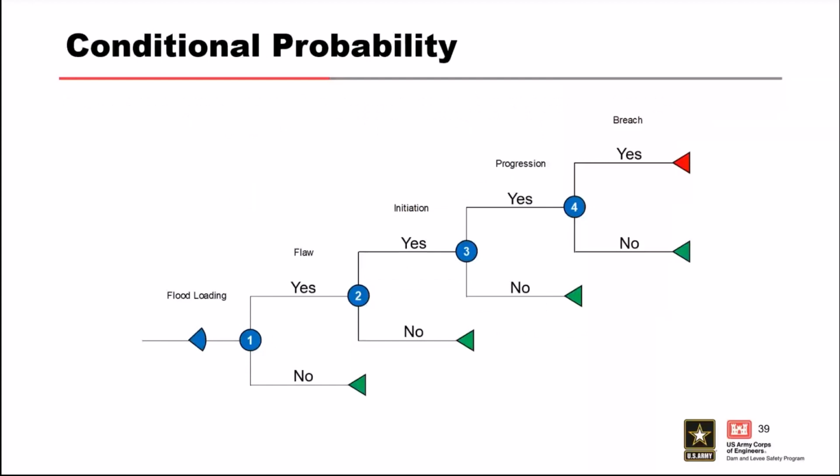For this simple event tree, the probability of initiation, or node 2, must be evaluated as a conditional probability given that the flaw, or node 1, has occurred or is present. Following the same logic, the probability of progression, node 3, must be evaluated as a conditional probability given that the flaw and initiation both have occurred. And then this is carried throughout the event tree until we get to the end.